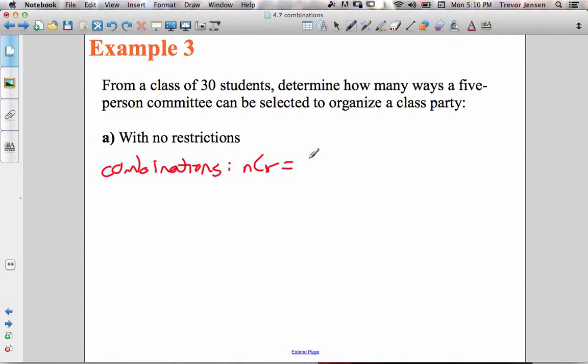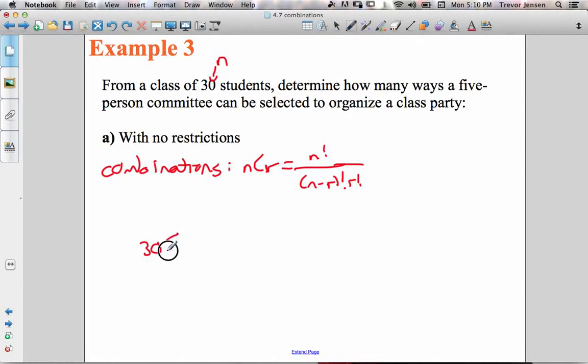nCr equals n factorial over (n minus r) factorial times r factorial. There's the formula. So I'm probably just going to use the shortcut on my calculator for this one. From a class of 30 students, so there are the total number of elements. Okay, there are 30 students. How many ways can a 5-person committee, or how many ways can I make a group of 5 from 30? So I need to do 30 choose 5.